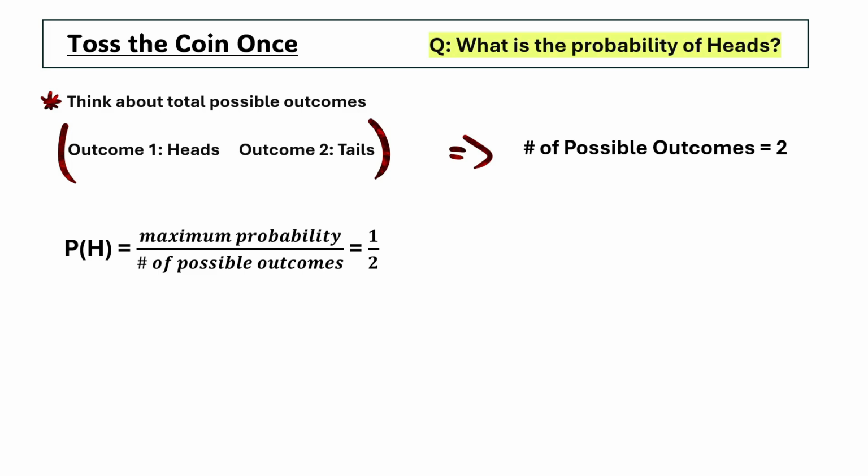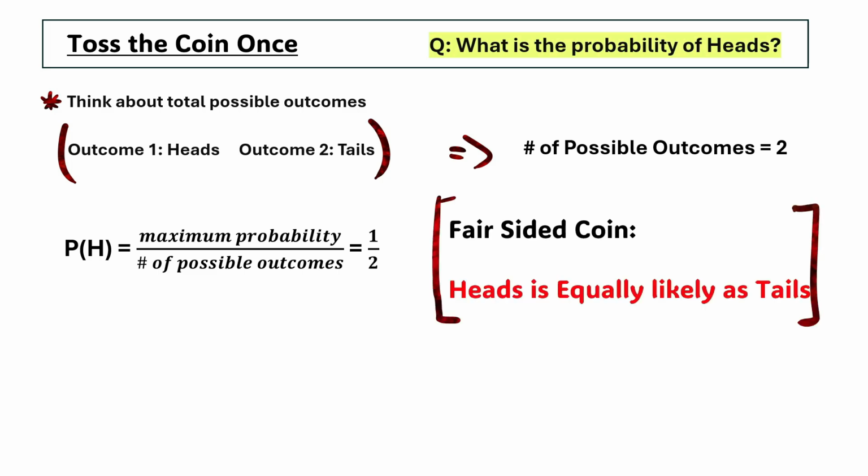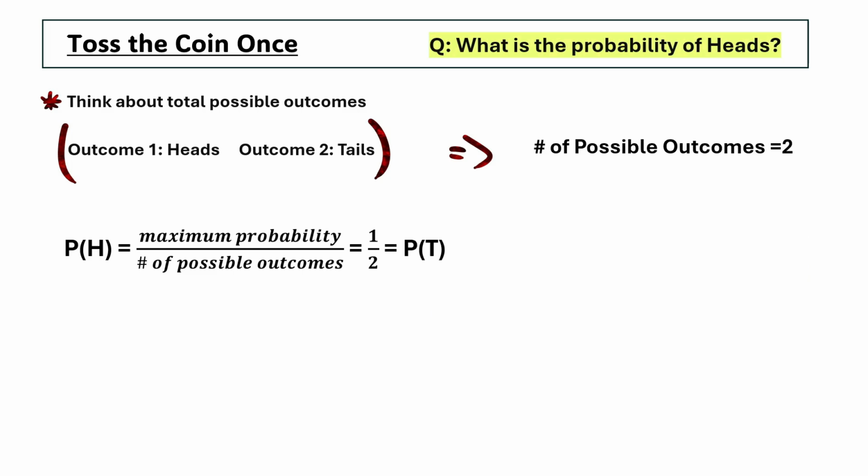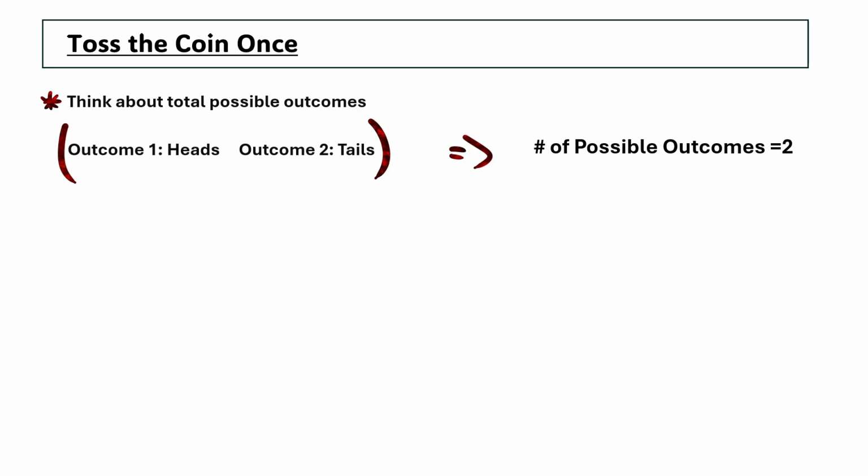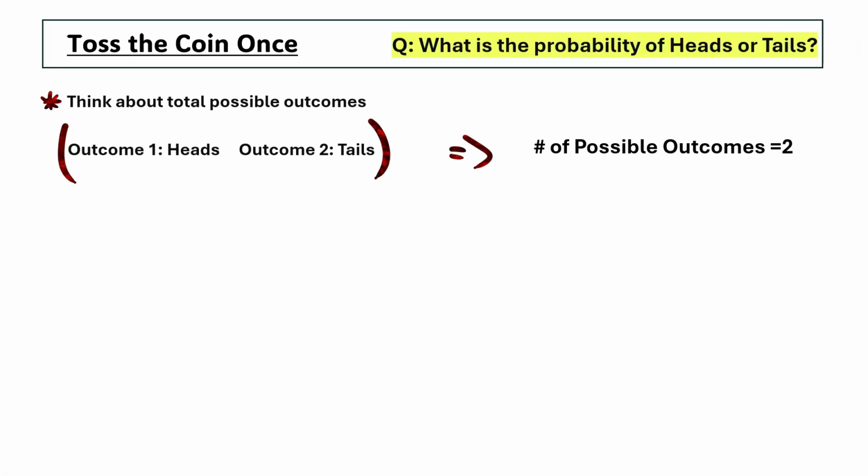And of course, you're not always going to use this equation for all the problems. You can only use it when you know that the probabilities of all the outcomes are all equal. And we know that's exactly the case for us because again, we're assuming that the coin is fair-sided, right? So then with all that being said, we can then say that probability of heads is also going to equal probability of tails.